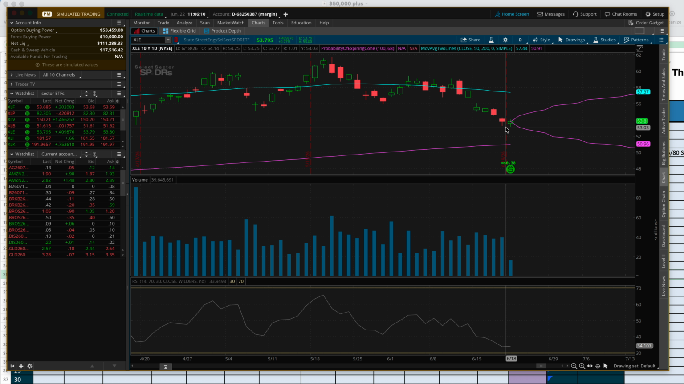So what I'm going to show you how to do is close that out and roll it out. Usually we call that rolling down and out, but I'll show you each step individually here.